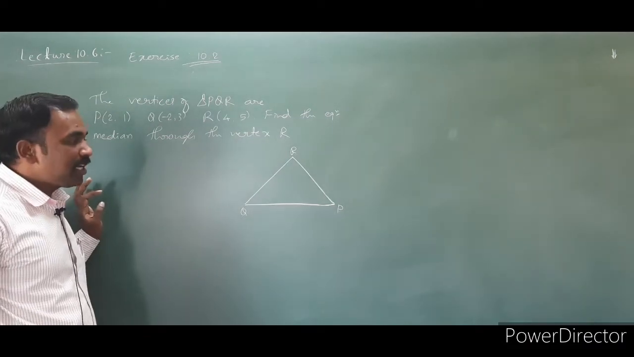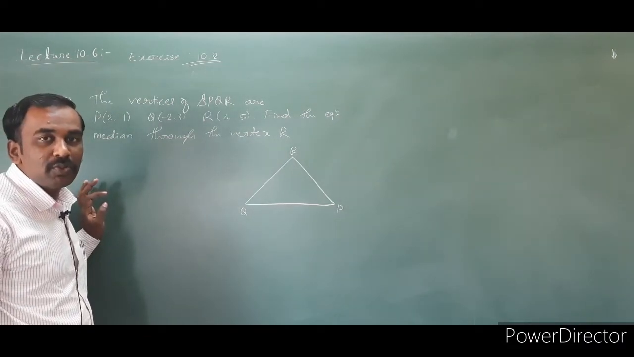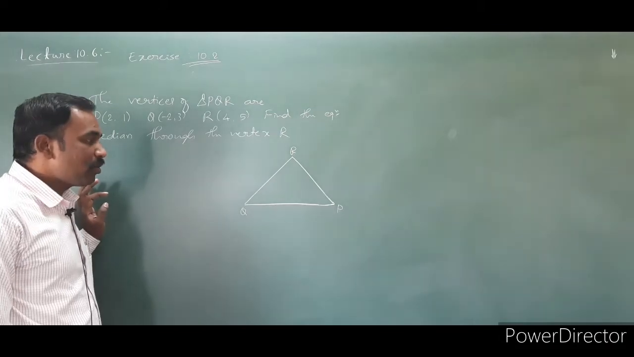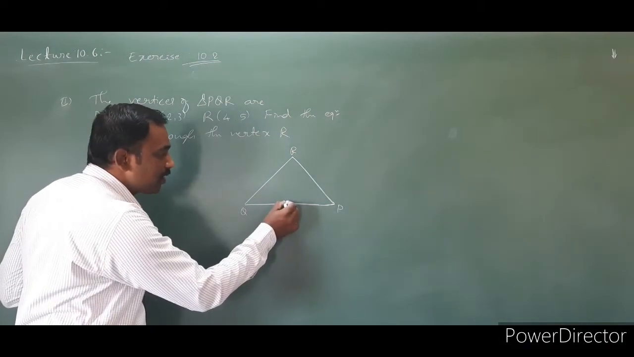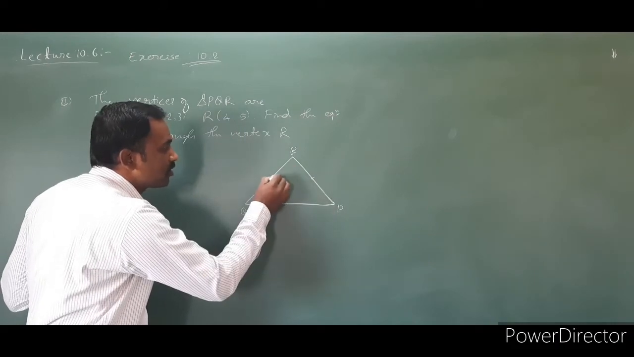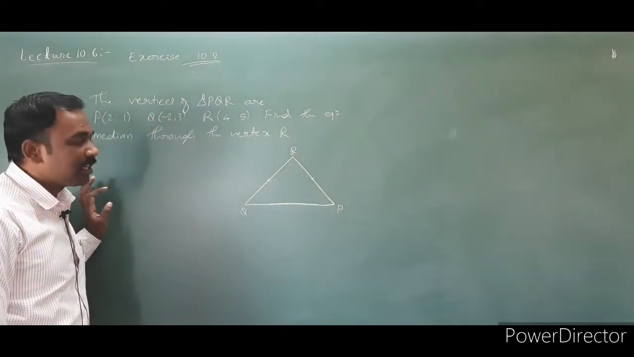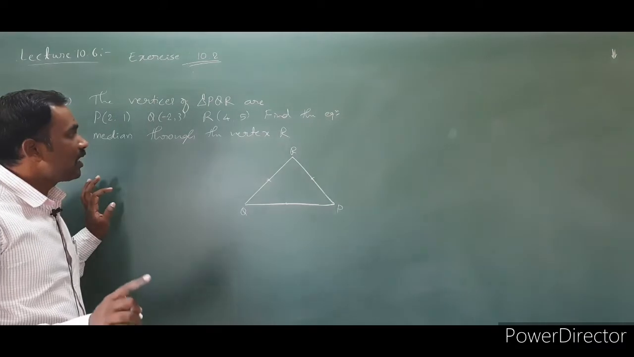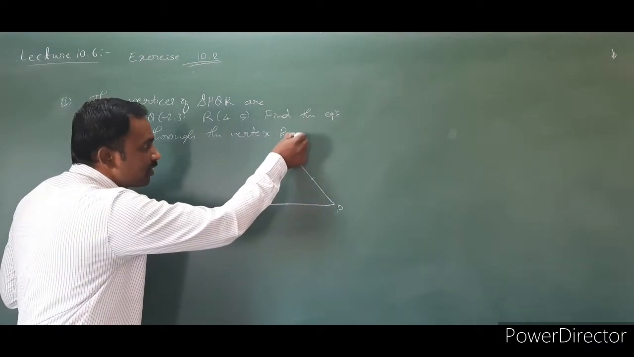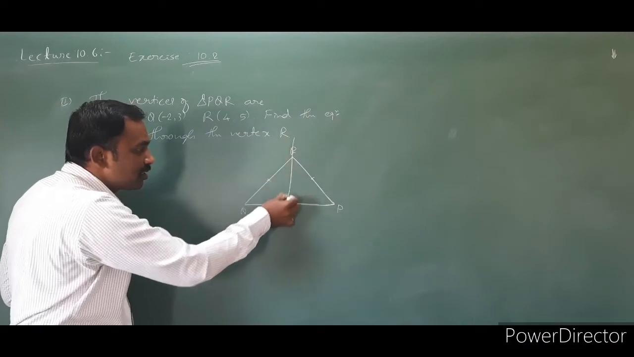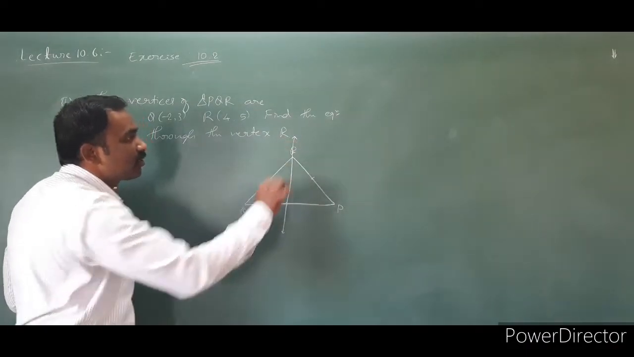We need to get the median. What is the median? Middlemost value. Middlemost value means the middle values of all the sides. These are the middle values of each side of the triangle. Now, through the vertex R, what is the median? This is the required median through the vertex R.